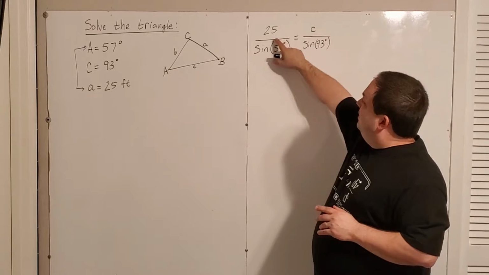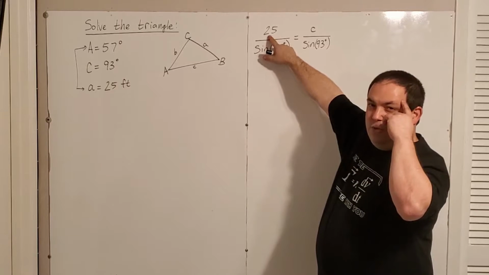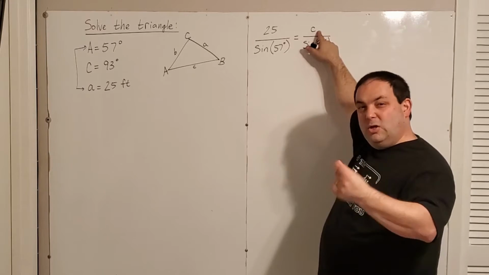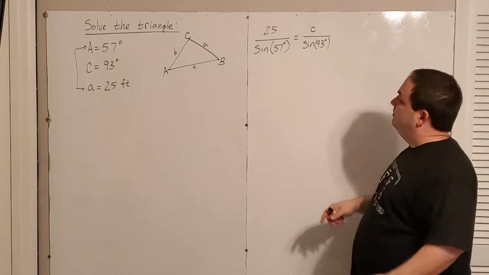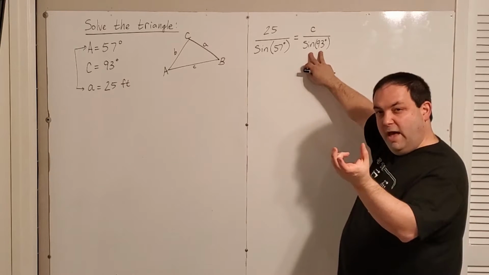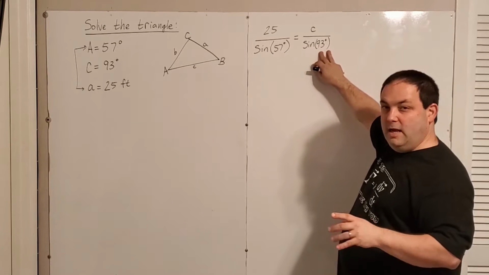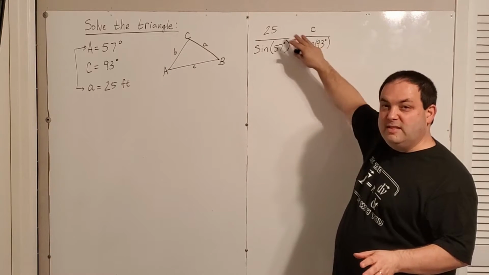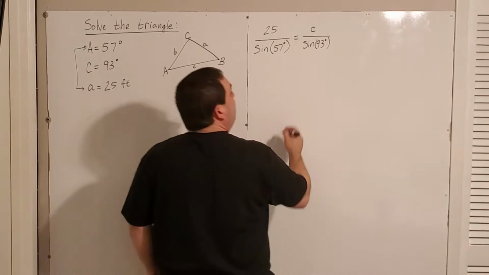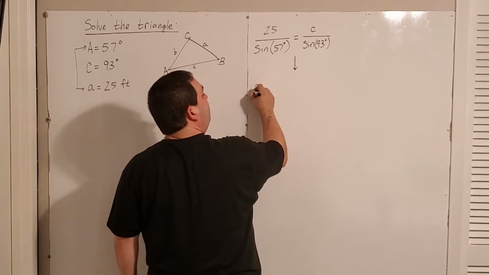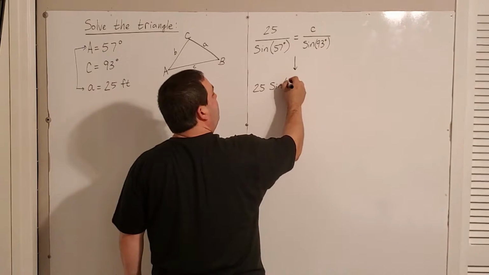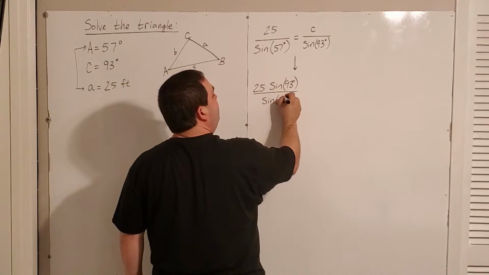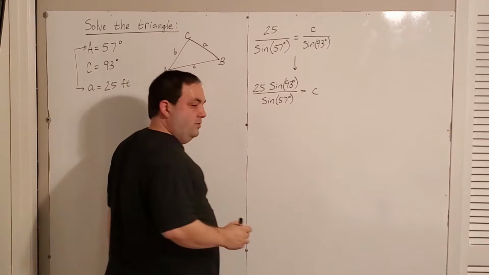And I did this on purpose. I put the sides on top this time because I knew that I was going to be solving for the side. The things that I solve for, I tend to put in the numerator. That makes it a quicker solving process. Because notice, the sine of 93, that's one whole value. Don't separate the sine and the 93. That doesn't make sense. But sine of 93 is a value. And I can multiply that to both sides here. If I do that, then I'll have 25 sine of 93 degrees divided by sine of 57 degrees is equal to little c.